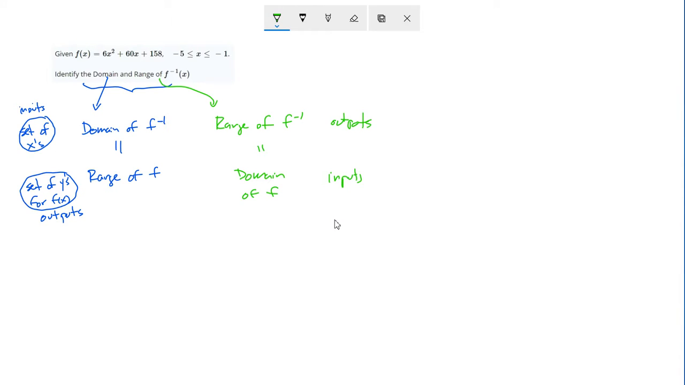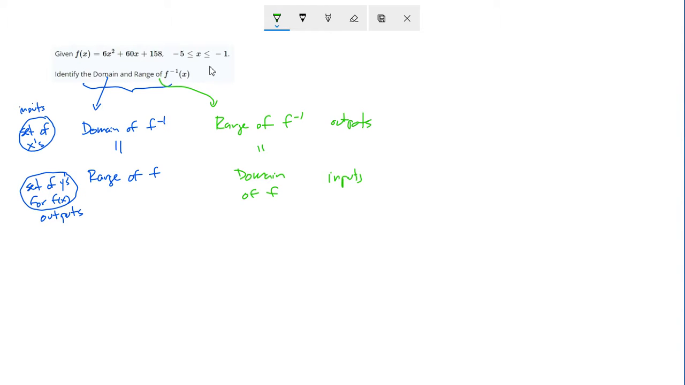Okay, so in order to determine the domain and range of the inverse, we don't actually even need to determine the formula for the inverse. We can just work off the formula for the original function and remember the fact that domain and range switch roles between the original function and the inverse function.